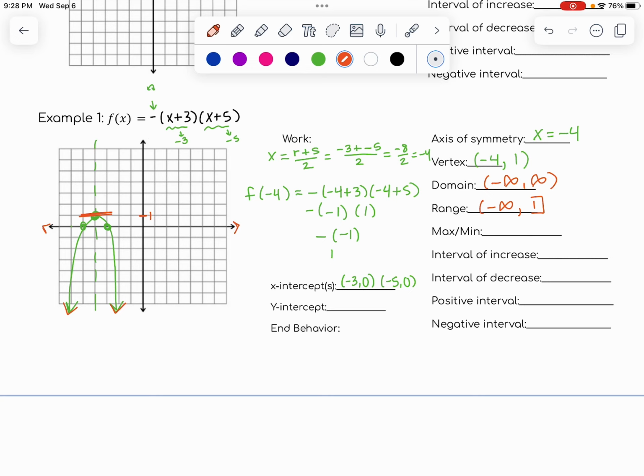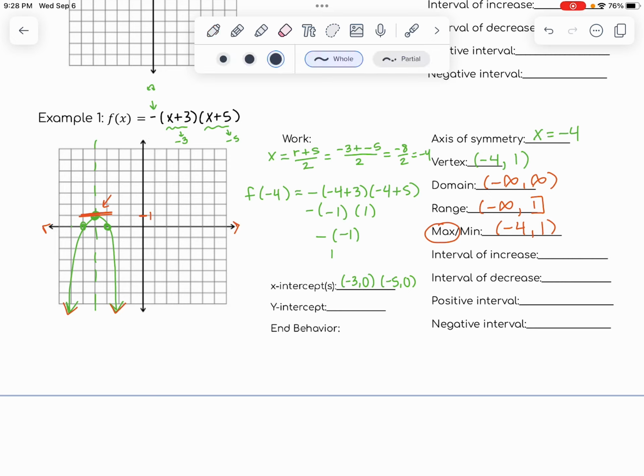The next characteristic is a maximum or a minimum point. Well, we see right here that same point that was the highest point for our range, that is the highest point for the graph. So that is a maximum point. And that point is a special point. It happens to be the vertex. So it's at negative 4, 1.